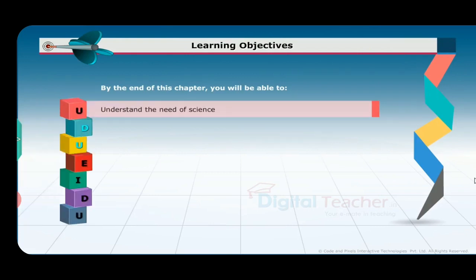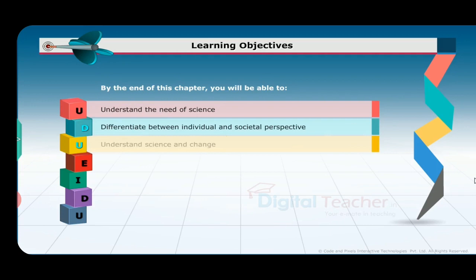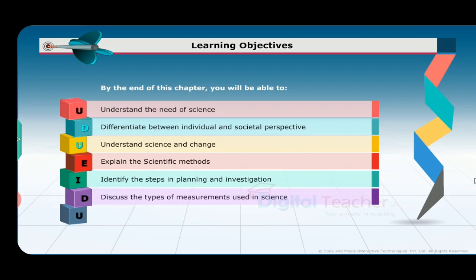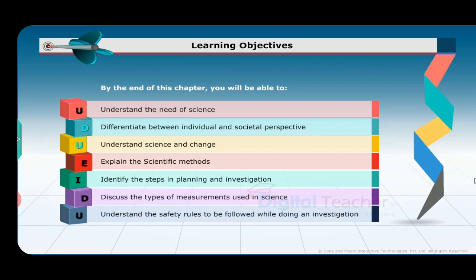Understand the need of science. Differentiate between individual and societal perspective. Understand science and change. Explain the scientific methods. Identify the steps in planning and investigation. Discuss the types of measurements used in science. Understand the safety rules to be followed while doing an investigation.